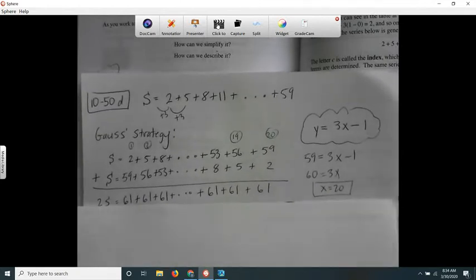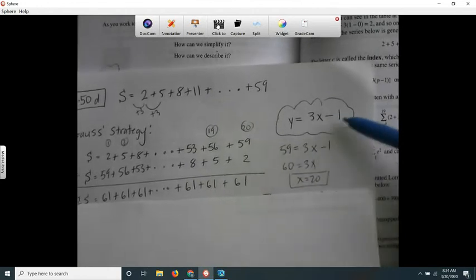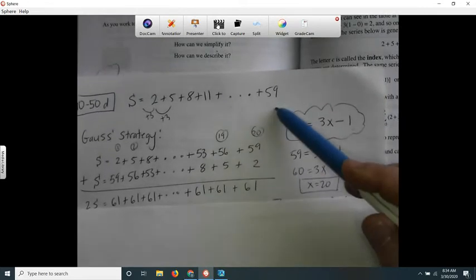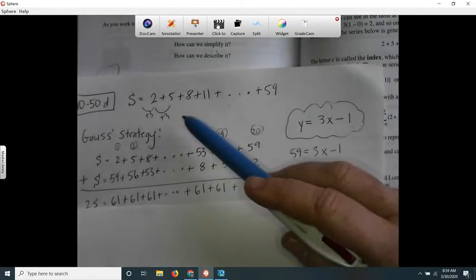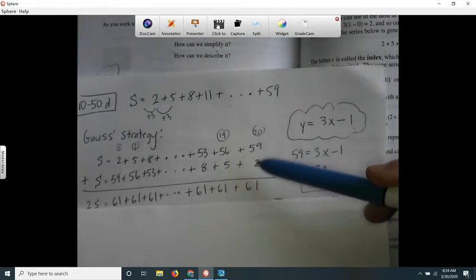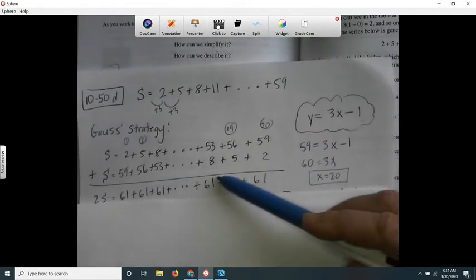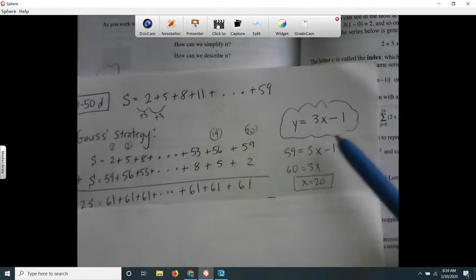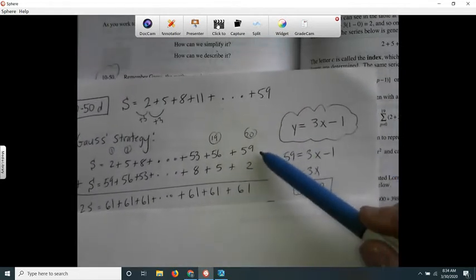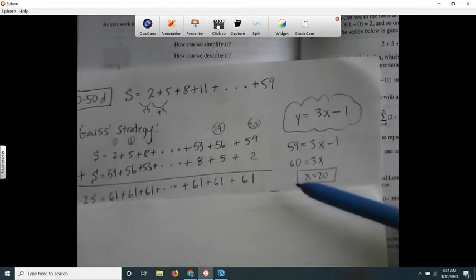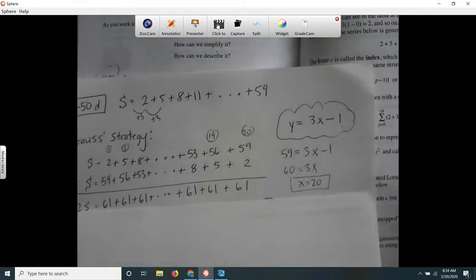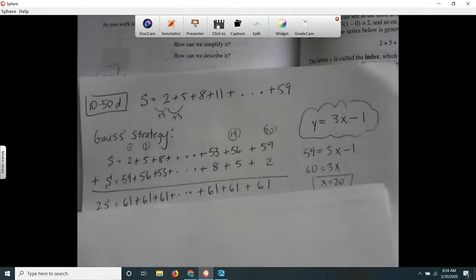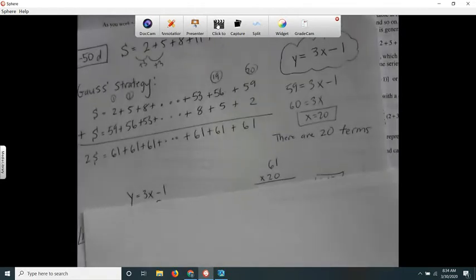Actually, you didn't even really need to find out the rule for this, because you had that 59, and that would have added to the 2, and you got your 61, and all these other ones in between are going to add to 61. But I just found the rule so that I could write a few more terms. Actually, you don't even need to know how many terms there are, because his method will still work.